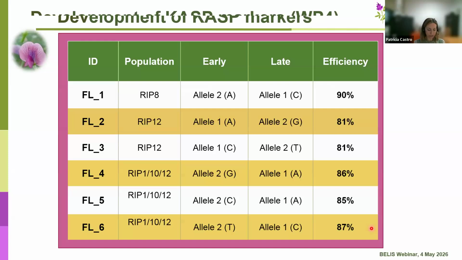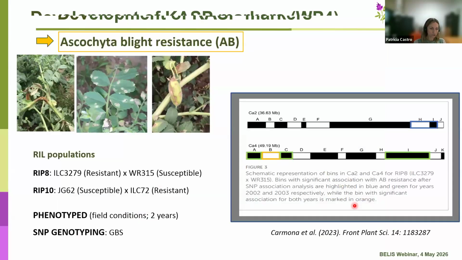So when we compare the phenotypic data with the KASP marker data, we found that the efficiency of this marker ranges between 81% and 91%, which is quite high for a quantitative trait like flowering time. So to develop KASP markers for Ascochyta blight, what did we do?